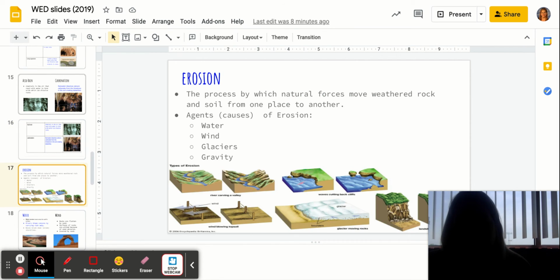All right, so in a minute, we're going to talk about erosion, but I just want to briefly talk about this and give you guys some pictures that are way better because I'm not an artist. Okay, so erosion is basically natural forces that move weathered rock and soil from one place to another.